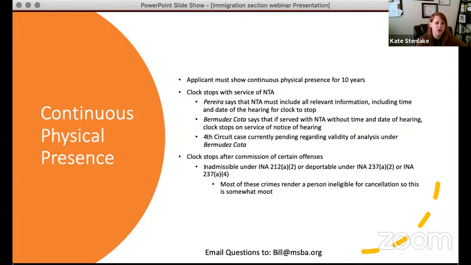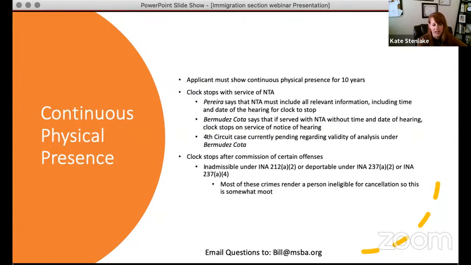And just a note that there is, and I meant to pull up the citation, but I couldn't find it, a Fourth Circuit case currently pending regarding whether this two-step analysis, that the clock will stop after notice of hearing, is proper. So if you have a case currently pending where there's an issue of, maybe the client had 9 years before they got the notice of hearing, you might be able to ask for a continuance while this Fourth Circuit case is pending, since it could impact whether the client is eligible for cancellation of removal.